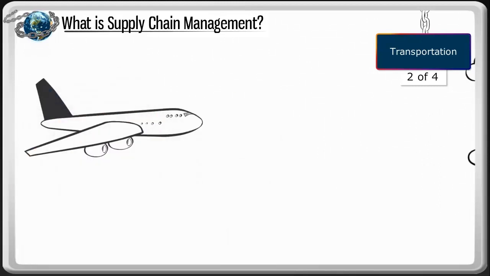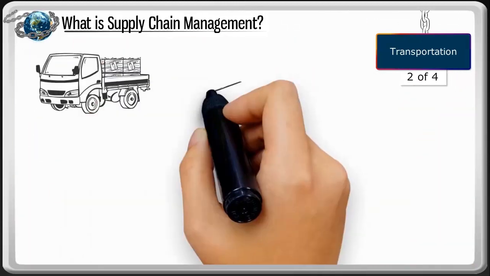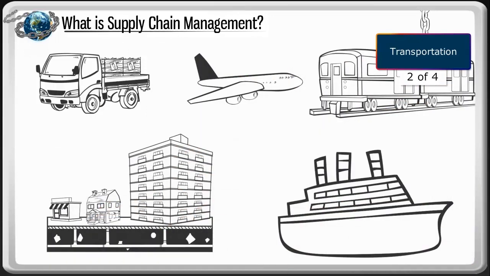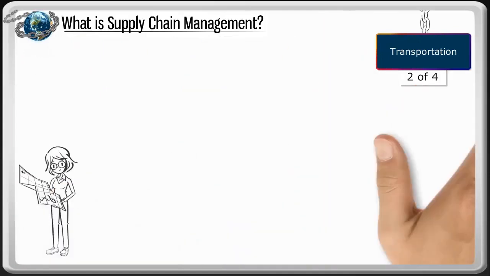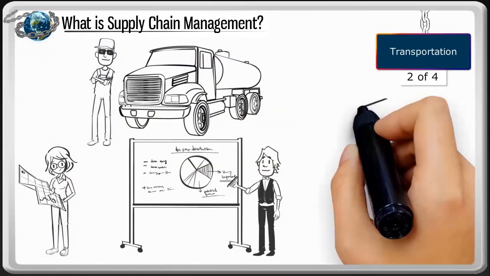Transportation is the movement of products within the chain of supply using different modes of transportation, including trucks, air, rail, pipelines, or ships. Jobs within transportation include planners, schedulers, truck drivers, and pilots.